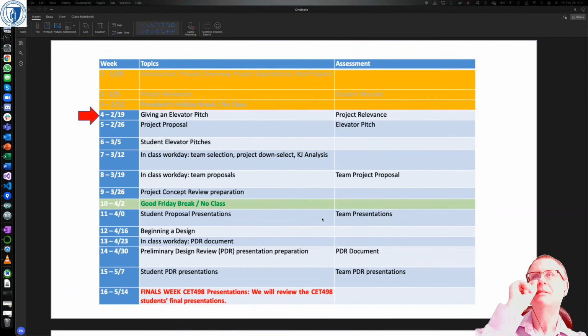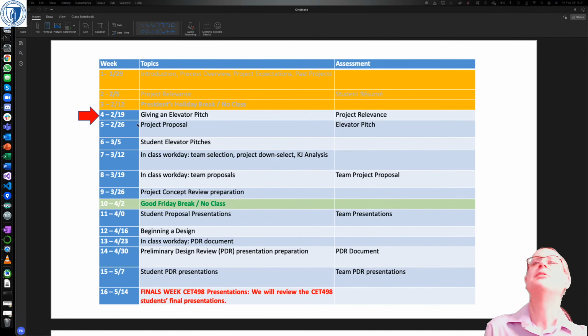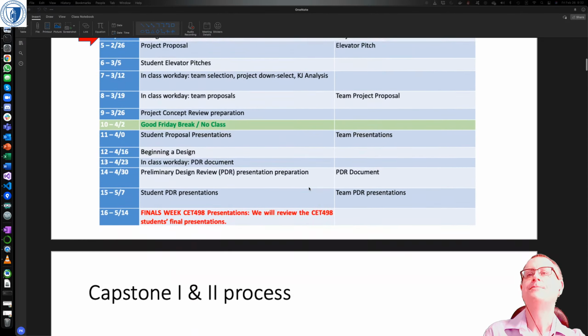So that's where we are. Actually, it's not. We should be down one. I forgot to update this page. We're on the 26th, right? So we're on week 5, including the President's Day holiday break.